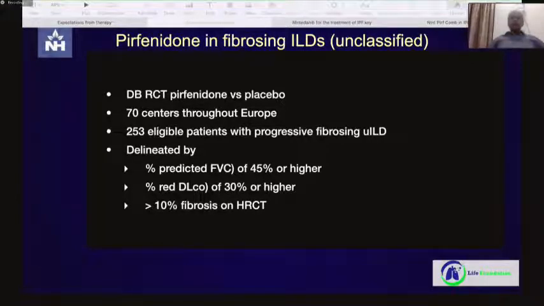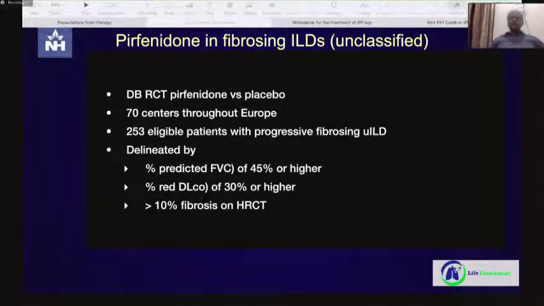So there was a study reported at the end of last year, around about September. We had the initial paper, and in February this year, we had the paper in the Lancet Respiratory Medicine by Toby Maher and group, again a very distinguished panel. Double-blind randomized control trial comparing pirfenidone with placebo, 70 centers throughout Europe, 253 eligible patients. How did they say they were eligible to be called progressive fibrosing unclassified ILDs? So these were not necessarily IPF, but they couldn't also definitely rule out IPF. These had a percentage predicted FVC of 45% or greater, very similar to the INBUILD study that I'm going to talk about later. They had a DLCO of 30% or higher, so they were not very far advanced, but pretty far advanced in the disease.